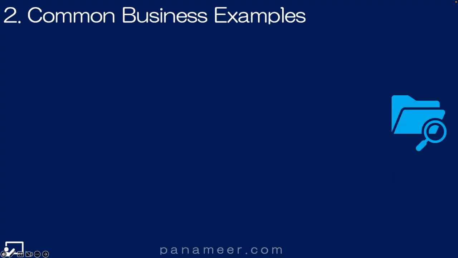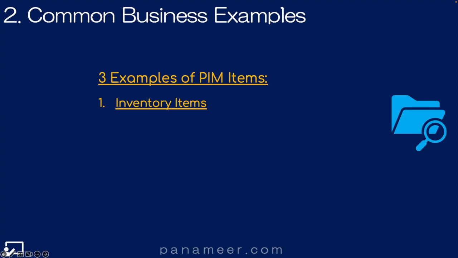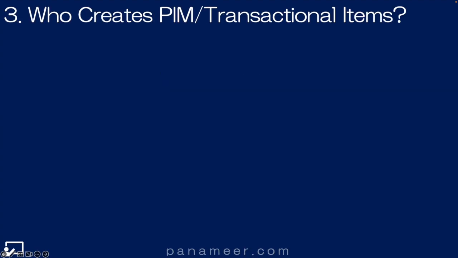Slide 2. Common business examples. Here are 3 common examples of PIM items. We have inventory items, purchase or purchasable items, and service items. Remember, PIM items are associated with inventory organizations. Click the link above to watch a quick video explaining inventory organizations.